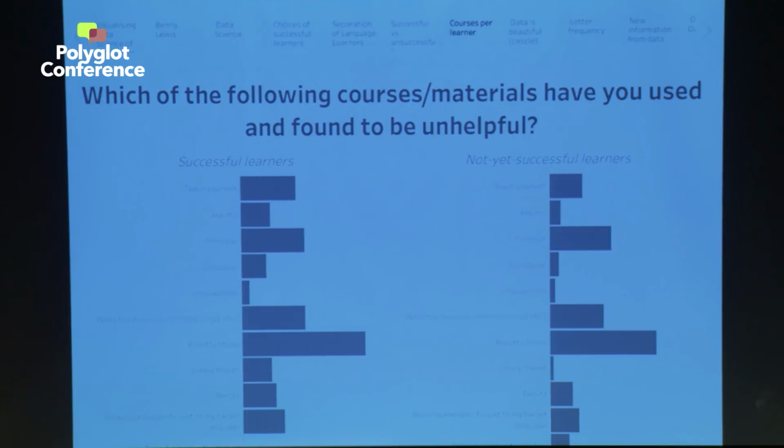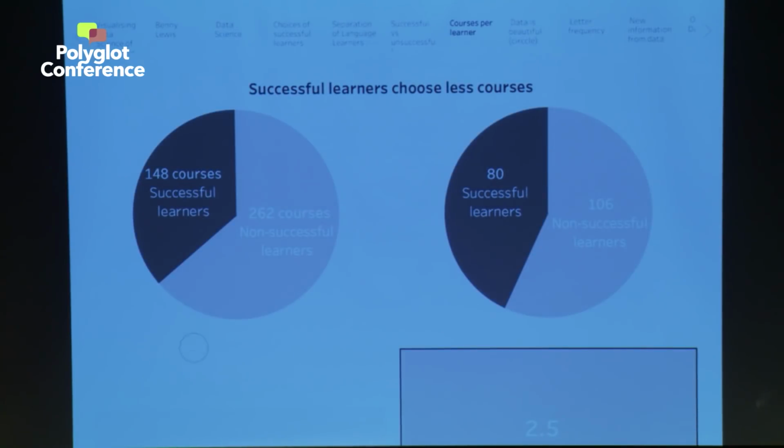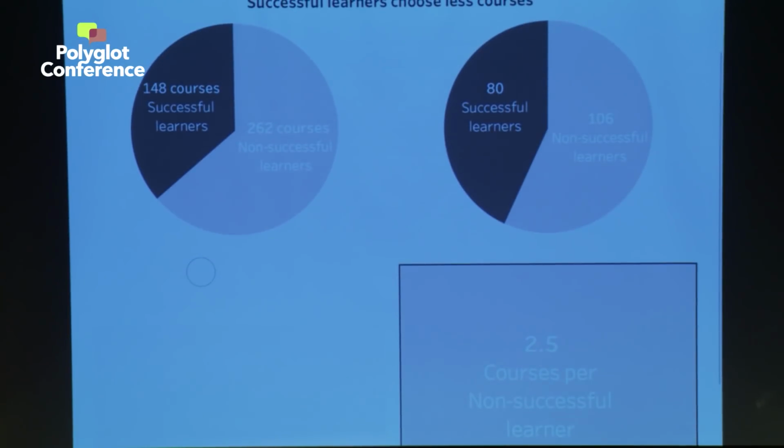I can ask, what have you used and found to be unhelpful? Because that's pushing the data in a slightly different direction. And when you compare these two things, you start to see this. And this is what I wanted to show the people who are filling out this survey. That essentially, those who were successful versus those who were unsuccessful, they had this very big difference in the two results.